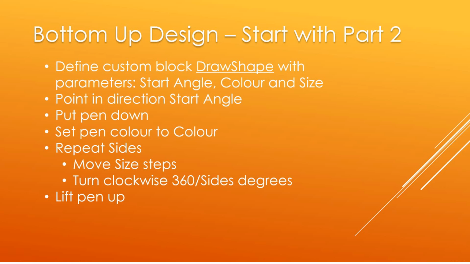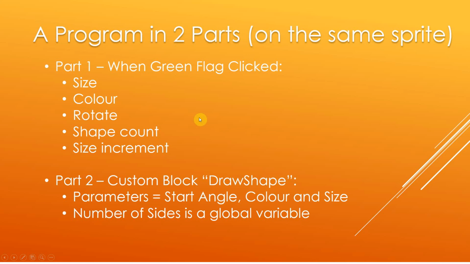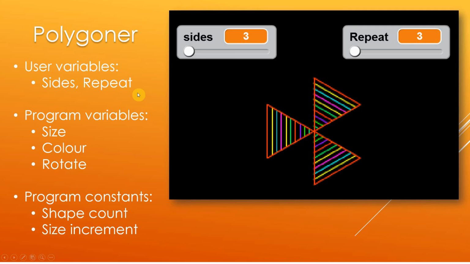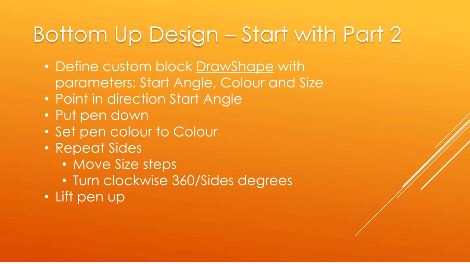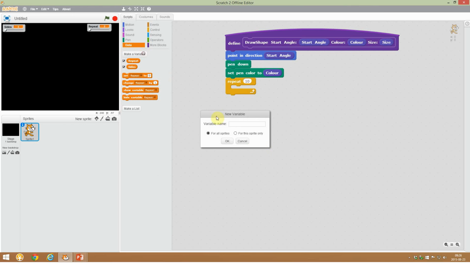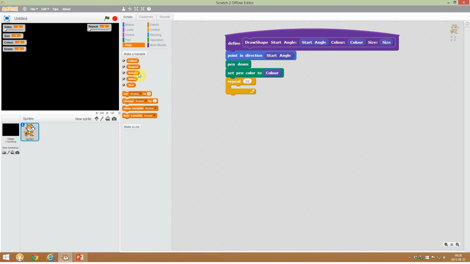So we've got repeat, sides. Let's go back to our slides. We've got size, color, and rotate. We're also going to need as variables. So make a variable size, make a variable color, and make a variable called rotate. Now these are all program variables, not user variables. So size, color, and rotate don't need to have variable monitors on the stage.